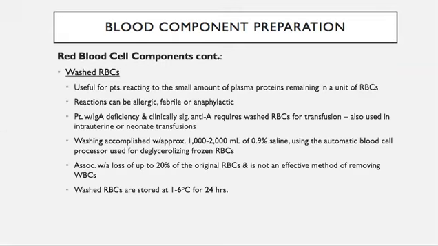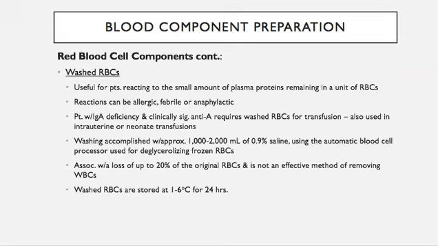Okay, washed red cells. These are useful for patients reacting to the small amount of plasma proteins that can remain in a unit of red cells. Reactions can be allergic, febrile, or anaphylactic. So a patient with an IgA deficiency and clinically significant anti-IgA requires washed red cells for transfusion. These also get used in intrauterine or neonate transfusions.